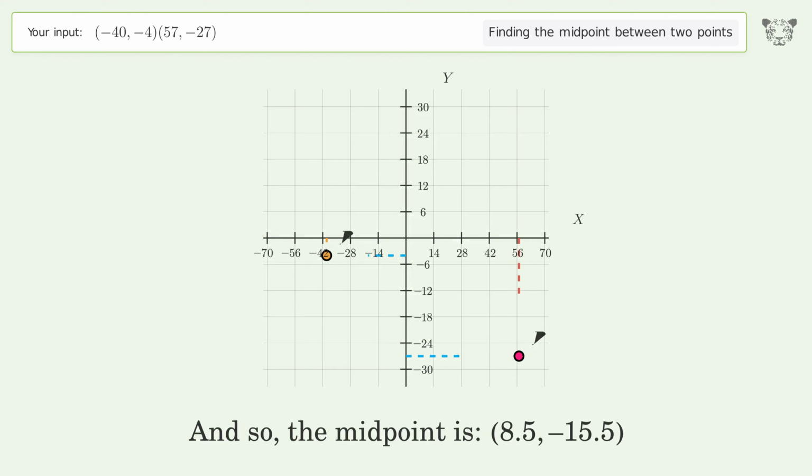And so, the midpoint is 8.5, negative 15.5.